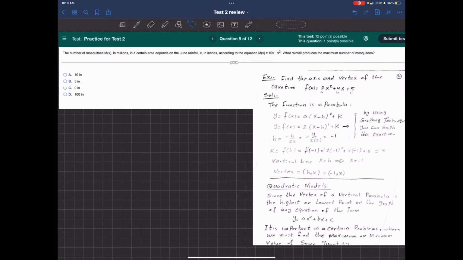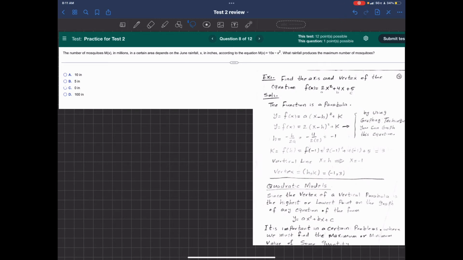Okay, this is number 8. This is from section 3.1, so I pasted his notes in here. Okay, so the number of mosquitoes, m of x in millions, in a certain area depends on the June rainfall, x in inches. According to the equation, m of x equals 10x minus x squared. What rainfall produces the maximum number of mosquitoes?